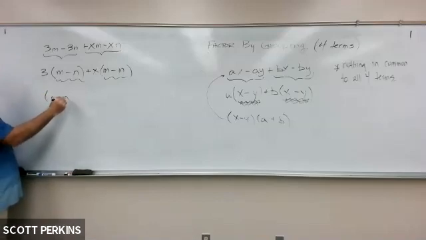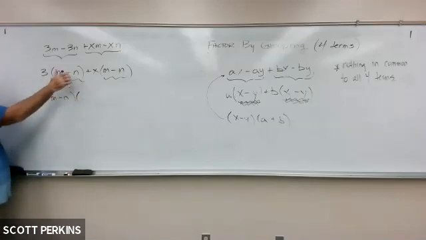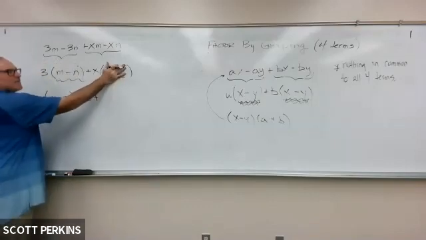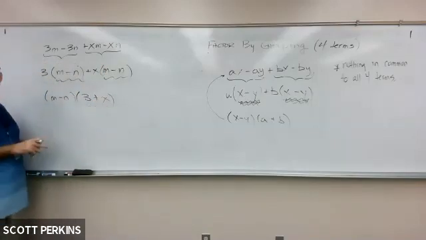So I will now factor that out. And now when I factor the m minus n out of the first term, I'm left with 3. When I factor the m minus n out of the second term, I have x.